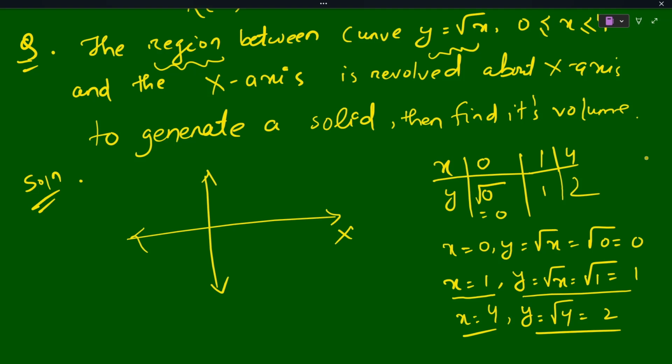Okay, from here I have got three points: 0 0, 1 1, and 4 2. So the first point P1 is 0 0, then P2 is 1 1, and suppose this is the P3 point, which is 4 2.